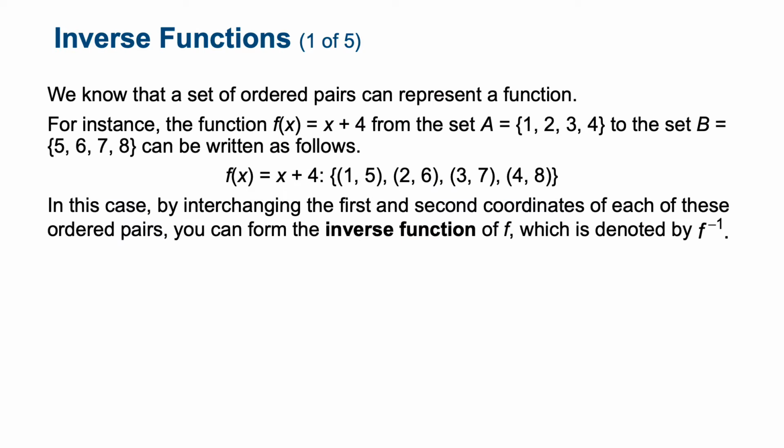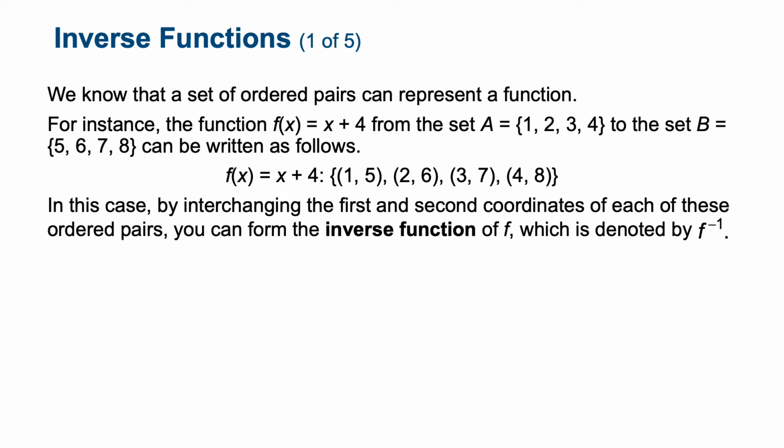So we know that a set of ordered pairs can represent a function. For example, the function f of x is equal to x plus 4 takes its inputs x and adds 4 to it, and it spits that out. So f of x takes the elements in the set A, 1, 2, 3, 4, to the set B. So 1 plus 4 would be 5, 2 plus 4 would be 6, 3 plus 4 is 7, and 4 plus 4 is 8. And then the function can be written as follows. So here the function consists of these points: (1, 5), (2, 6), (3, 7), and (4, 8).